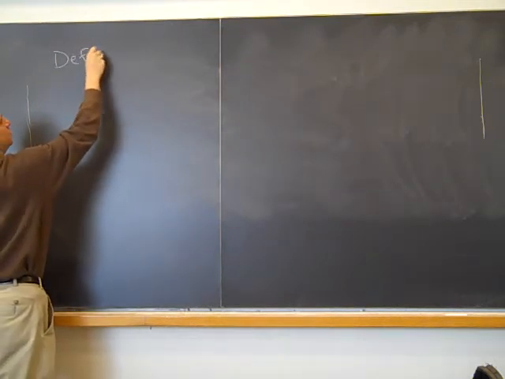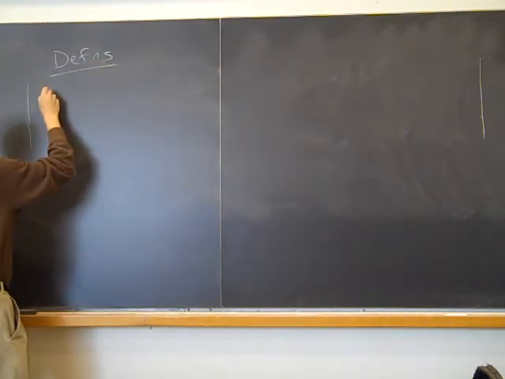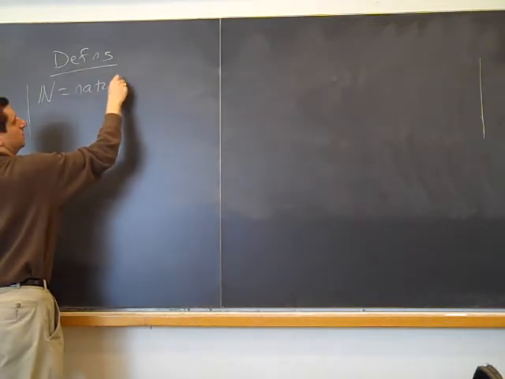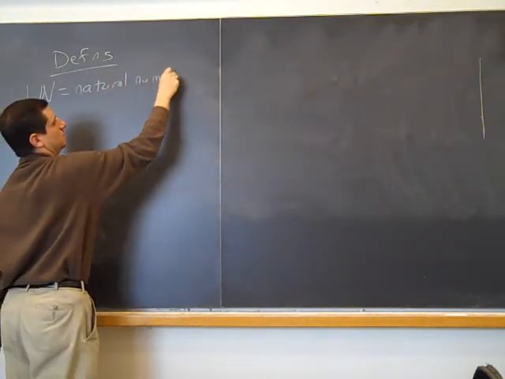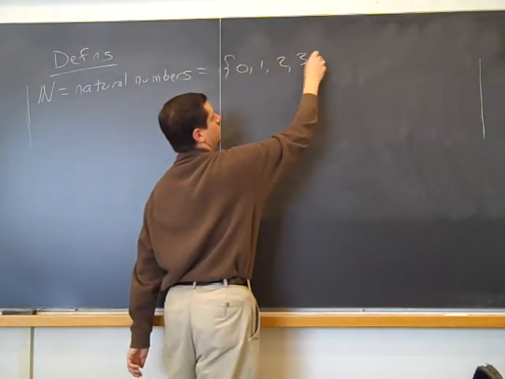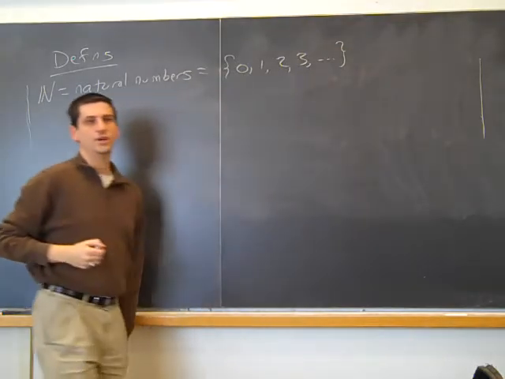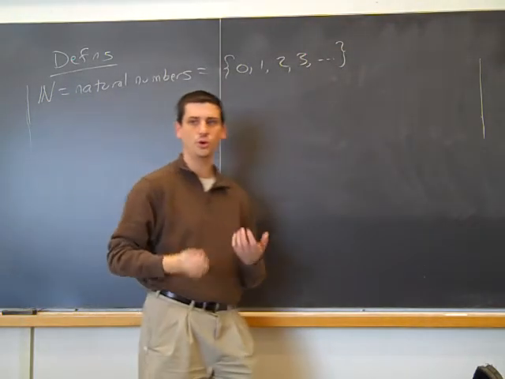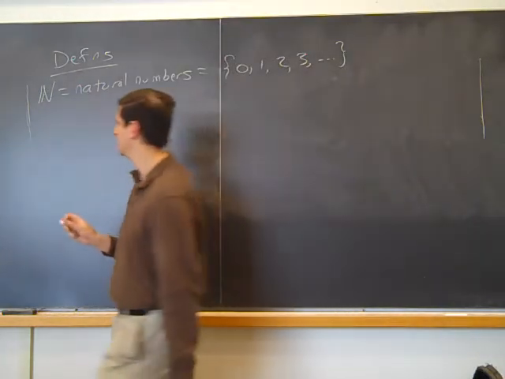Okay, so we're going to start off with a lot of definitions. So, N is going to be the natural numbers, and that's going to be numbers like 0, 1, 2, 3, and so on. Some people decide whether or not they want to include 0 in the natural numbers, and they talk about the whole numbers. I don't really want to get into that.